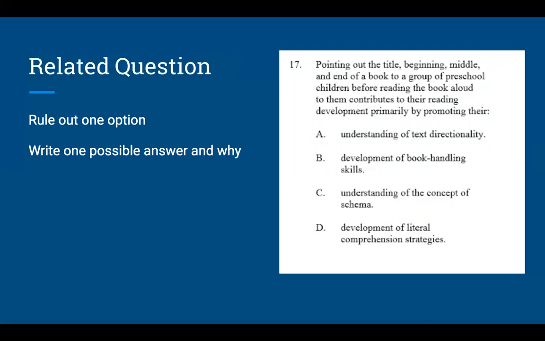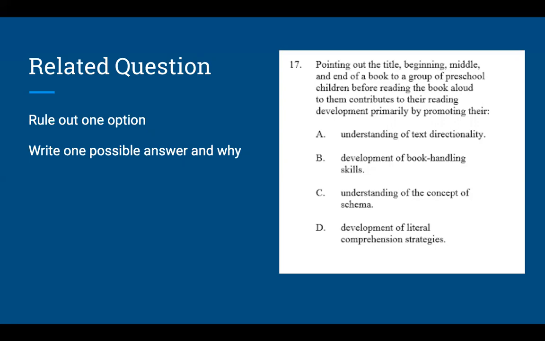We're talking about someone who's just pointing to preschool children. Preschool children are likely not yet talking about literal comprehension strategy, and we don't even know that she's reading them the text. At surface level, all we know is that she's reading the book out loud, but at surface level, she could just be pointing to the beginning, middle, and end, and then reading it. We don't know the depth to which they're going into it.